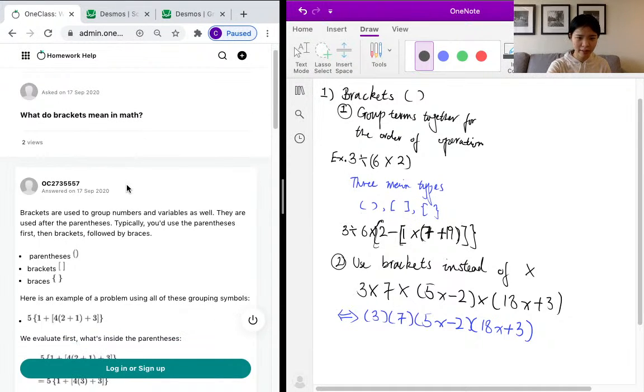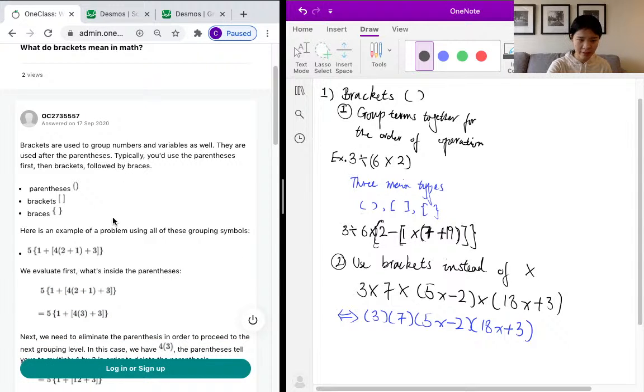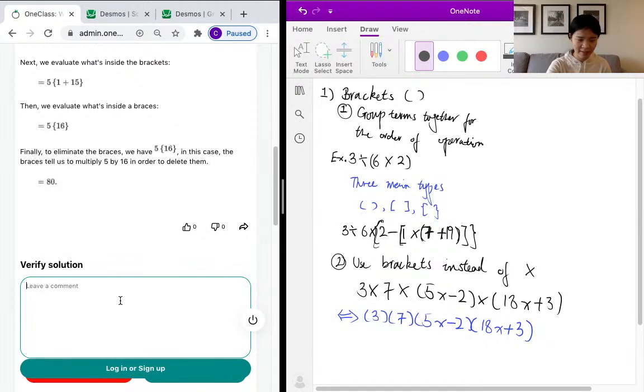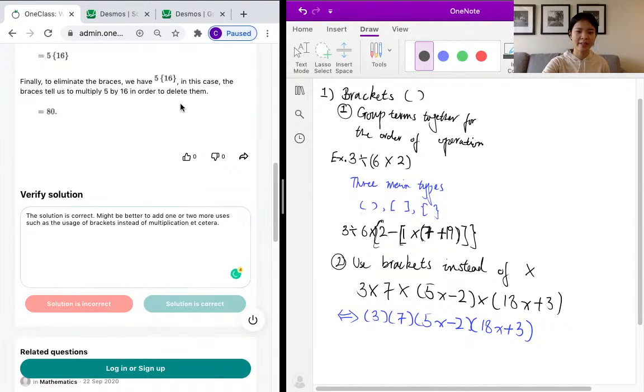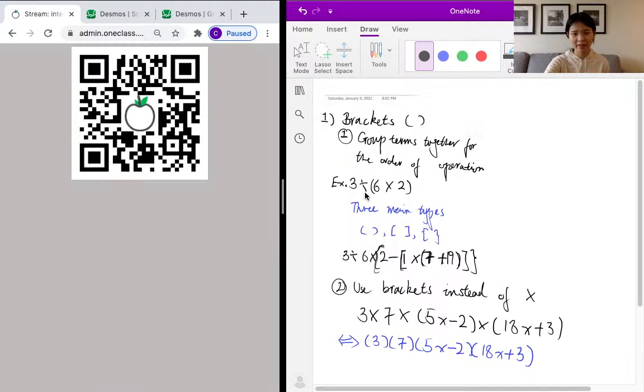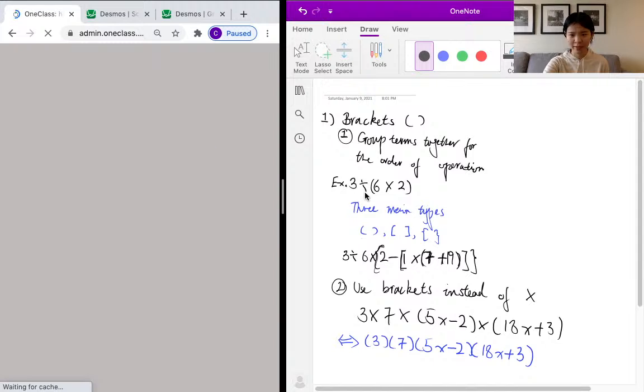Let's look at the sample solution over here. They only mentioned the first use, but I guess this is definitely a valid use, so I'll say the solution is correct. It might be better to add one or two more uses, such as the usage of brackets instead of the multiplication sign, etc. This is the comment I'm going to give, and I'll say the solution is correct because it wasn't wrong to just mention that brackets are used to group together the order of operation of expressions.